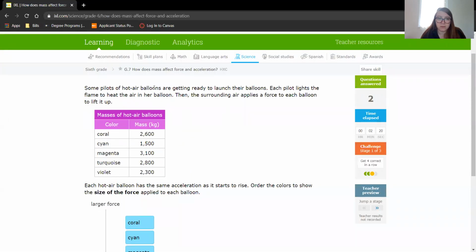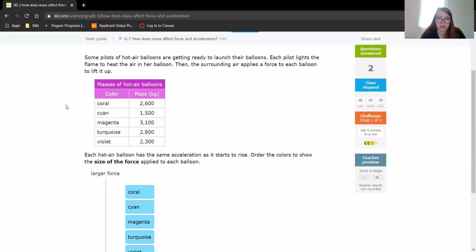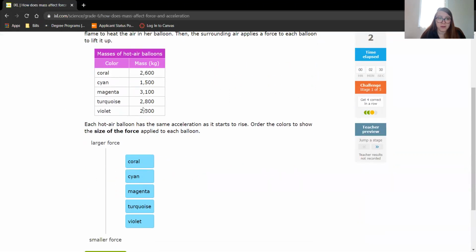Some pilots of hot air balloons are getting ready to launch their balloons. Each pilot lights the flame to heat the air in her balloon. The surrounding air applies a force to each balloon to lift it up. So these are the masses of the balloons. Again, it's asking the size of the force applied to each balloon. So again, the lightest one is going to be the least amount of force. The heaviest one is going to be the most amount of force.